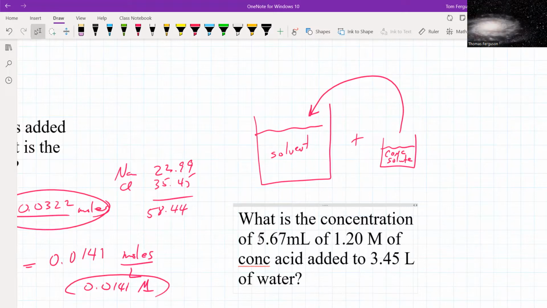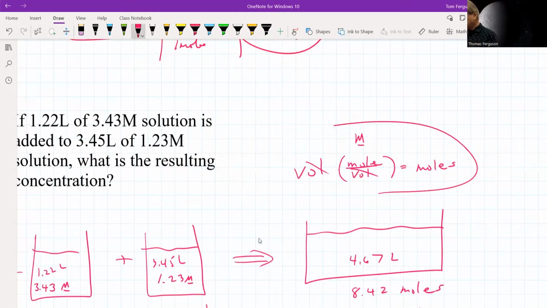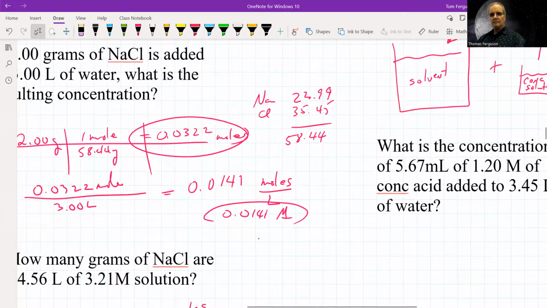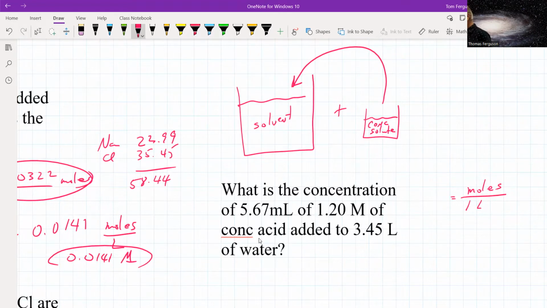Okay, so we have concentrated acid. Let's just say it's hydrochloric acid. We take 567 milliliters, it's 1.2, and we add it to 345 liters of water. That's our final concentration. Now, I want you to remember that volume times concentration equals moles. So remember, concentration is moles per liter.